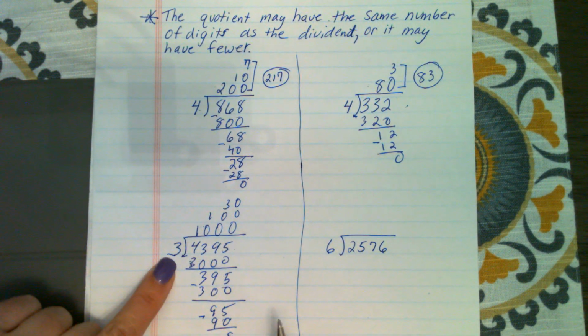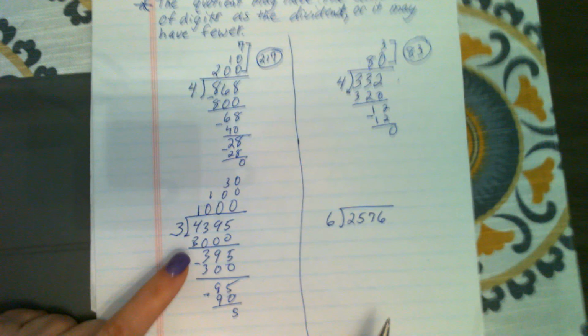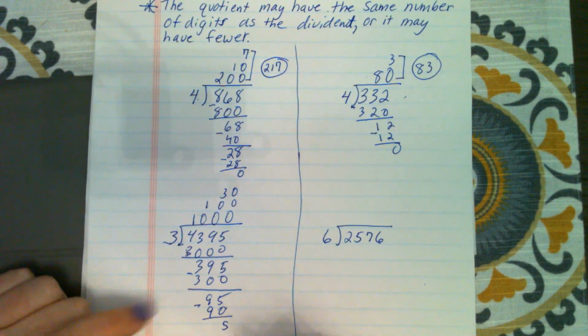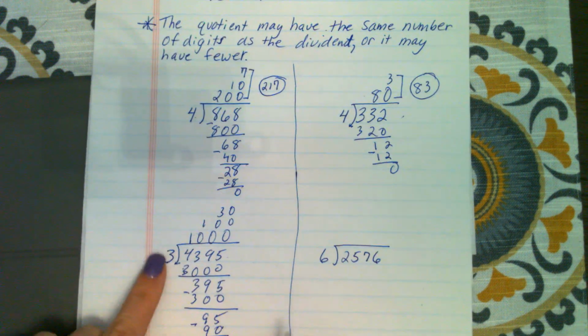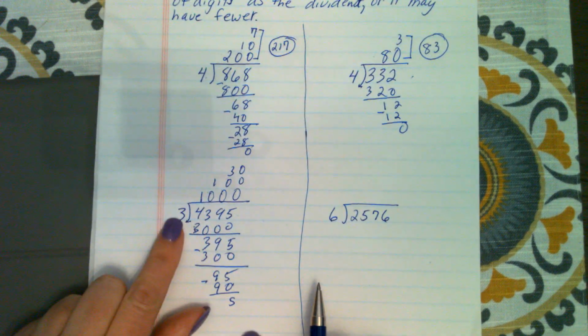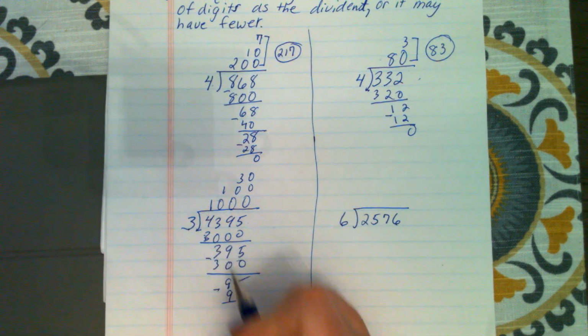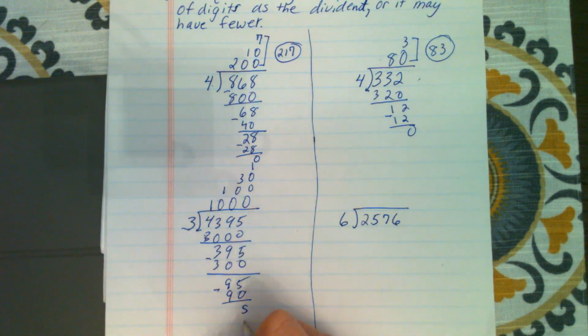Now, how many 3s are in 5? This comparing step that we do after each subtraction is important because this is telling me when I have a remainder or whether I have to keep dividing. Since 5 allows me to make at least one group of 3, that's telling me keep going. So now how many 3s are in 5? 1. 1 times 3 is 3. 5 minus 3 is 2.